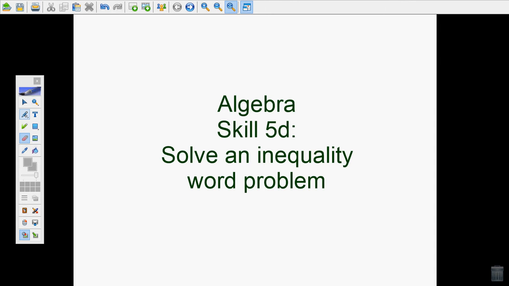Up to this point, you've been given an inequality and then you've solved that inequality. And sometimes you've even graphed the solutions to that inequality on a number line. In this lesson, we're going to actually look at word problems that involve inequalities. And so your first step is going to be to write the inequality.